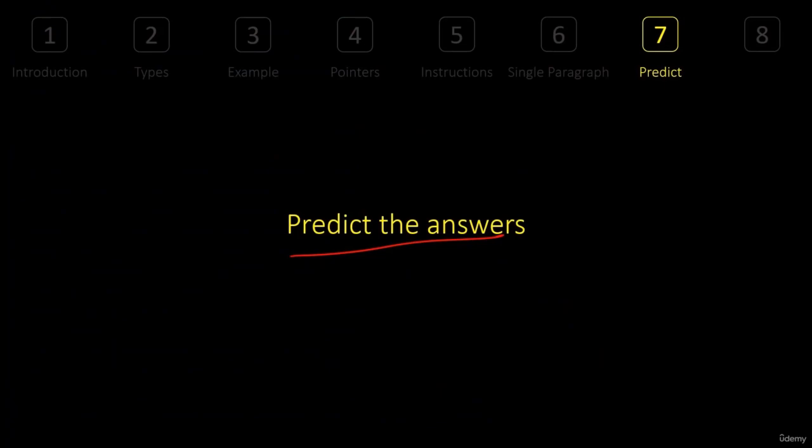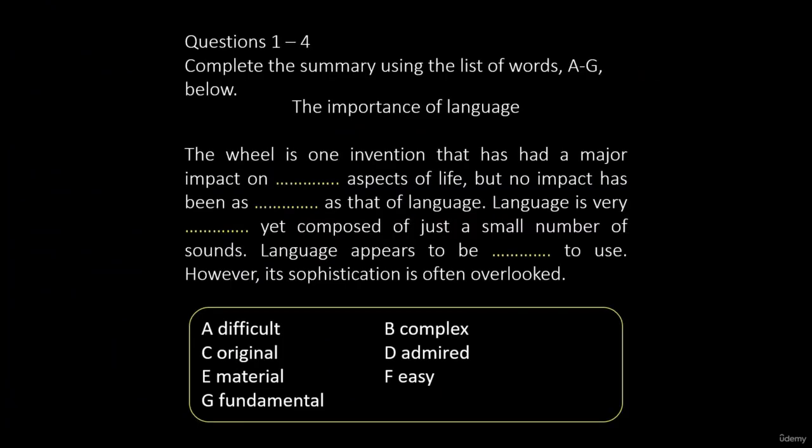Moreover, you should always predict the answers. Look here, we have expanded, we have removed the option. If you look here, the wheel is one invention that has had a major impact on this aspect of life. Can it be an admire aspect? I don't think so. Complex aspect? Maybe, but it doesn't sound like that. An easy aspect? It's not an aspect actually, right? It could be a difficult aspect, or maybe not, because it's not an aspect which we can expect here. We can expect an original aspect, material, or fundamental kind of.